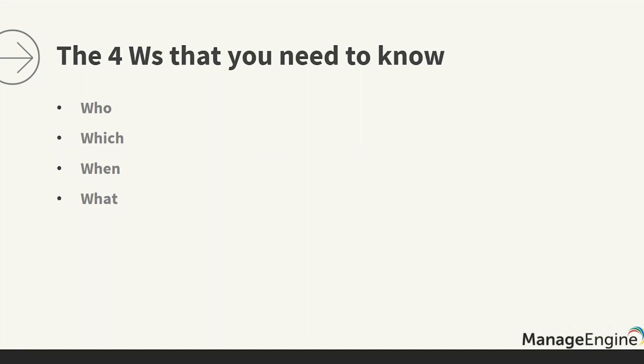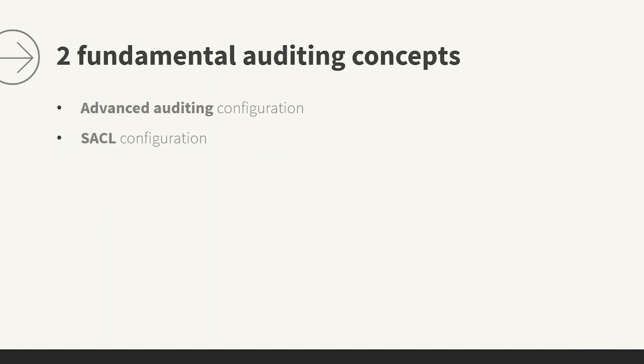So let's see how we're actually going to stay on top of these four W's in Active Directory. But first, we need to look at the prerequisites to auditing. You need to know how to configure a couple of things before you can start leveraging the power of auditing. You need to understand the concept of auditing, and more specifically, the concept of advanced auditing and the configuration of the advanced audit policy. This is available from Windows Server 2008 R2 onwards, which gives you the option of a granular configuration of auditing.